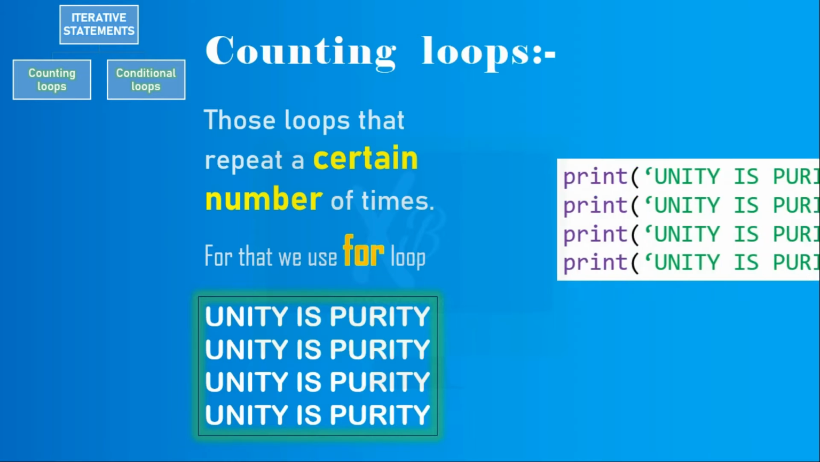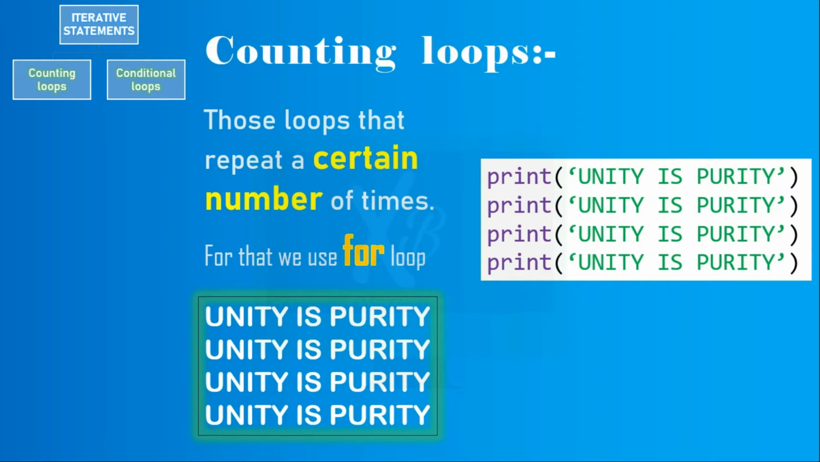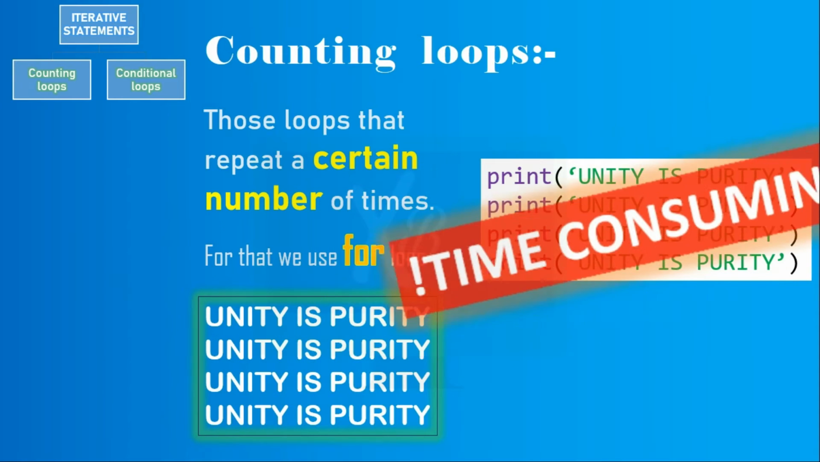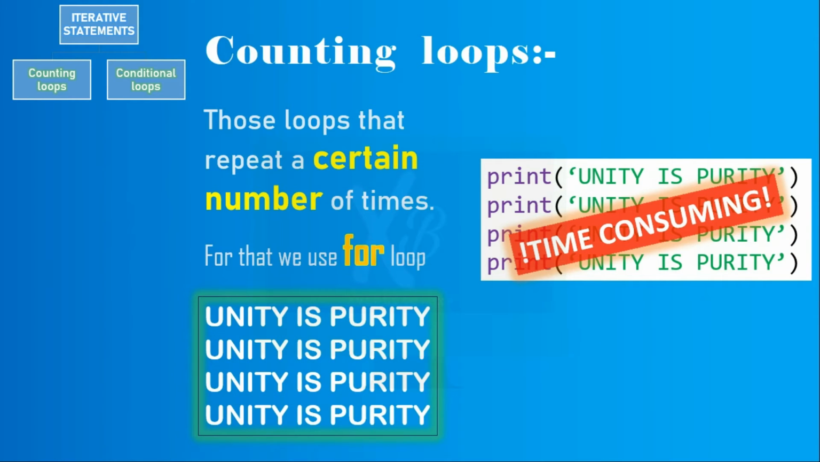For that I can write this code. We know this will work, this will print out unity is purity, but the problem is it's so time consuming. If you had to print this statement 10 times, you had to write that 10 times, 15 times, 100 times. But what if I tell you that I can print out this complete output, unity is purity 4 times, in just 2 lines of code? Even if I had to print this 100 times, I could use only 2 lines of code.